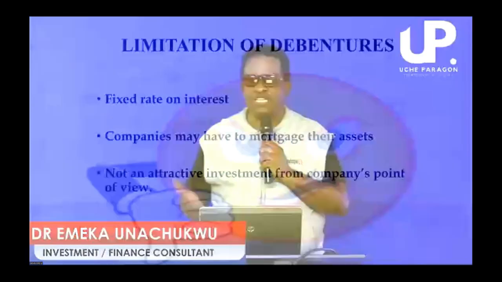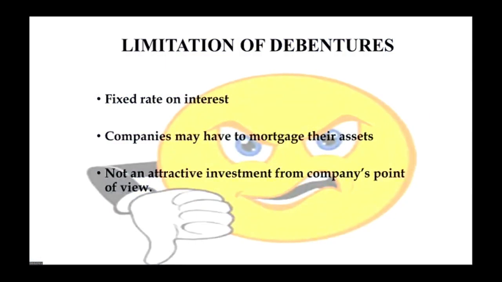Another limitation is that the companies may have to mortgage their assets. So when you are issuing debentures, the people buying your debentures can come up with some crazy conditions. And you are obliged to keep to those conditions. So for some companies, they don't see it as very attractive. So I hope you're understanding these terminologies.